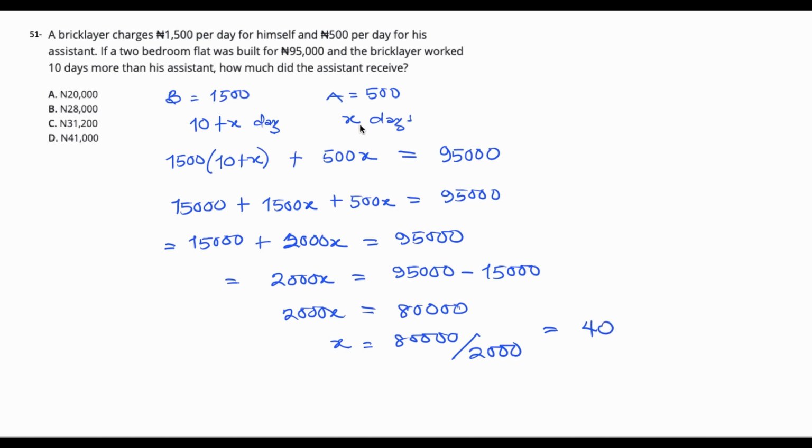So the assistant worked for 40 days. But what we're really asked to find is how much the assistant received. To know that, he worked for 40 days and he was paid 500 per day. So 500 times 40 equals 20,000. So the assistant was paid 20,000 naira, and that's A.